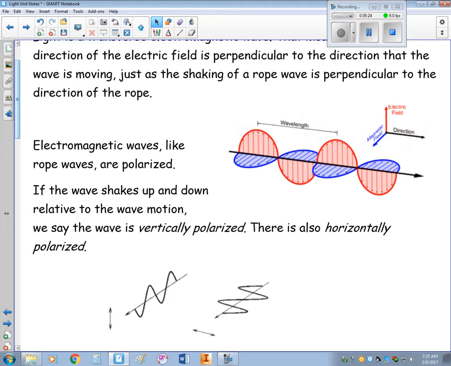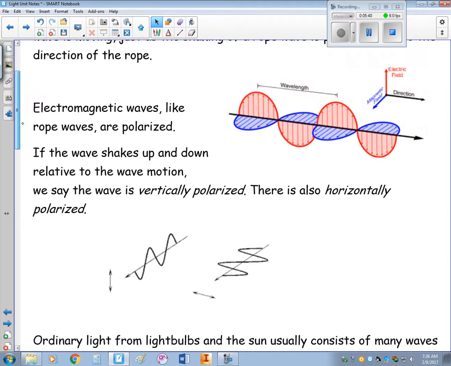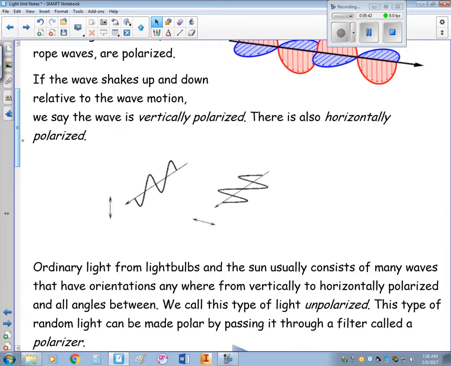So what that means to be polarized is that if the wave shakes up and down relative to the wave motion, we say that it is vertically polarized. If I were to shake the rope left to right, we would say it's horizontally polarized. So I can think of light as being either vertically polarized, horizontally polarized, or any angle between the two.